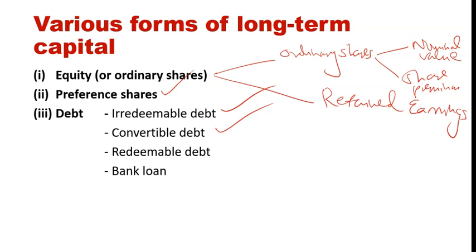All right. And then there is redeemable debt. This one is ordinary debt, but it is debt for a specific period of time, after which the loan interest and the principal have to be repaid. Then a bank loan is a form of debt, but this one is of lower amounts. This is just an ordinary short-term loan that can be given by a bank.